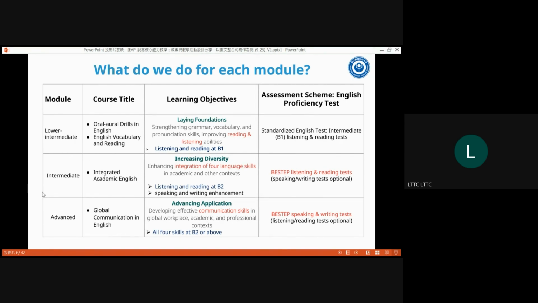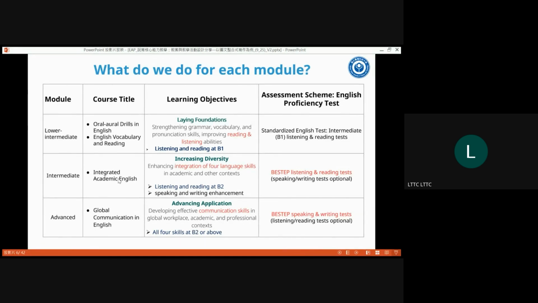The second module, right here in the middle, is the intermediate module. We have a required course for them called Integrated Academic English. The goal is to enhance integration of four language skills in academic context, and the ultimate goal is to bring students' level up to B2.